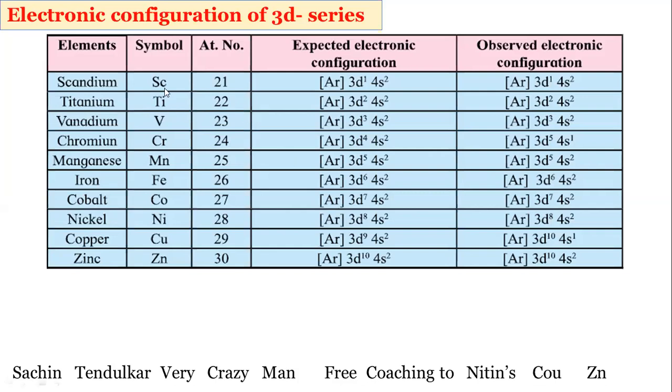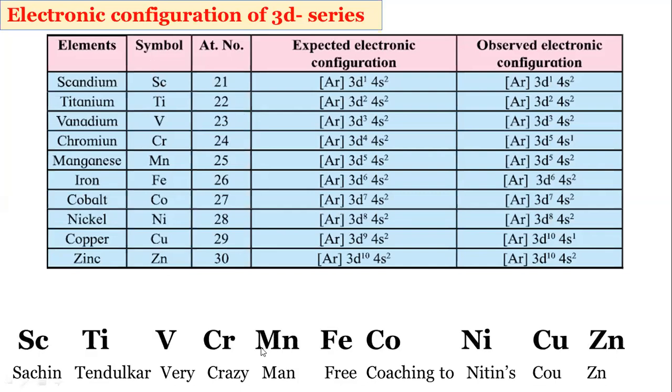So how to remember this 3d series, scandium to zinc? I have prepared a short form for you. The first one is scandium, titanium, vanadium, chromium, manganese, iron, cobalt, nickel, copper, and zinc. This is 3d1, 3d2, 3d3, 3d4. But chromium and copper show exceptional behavior.